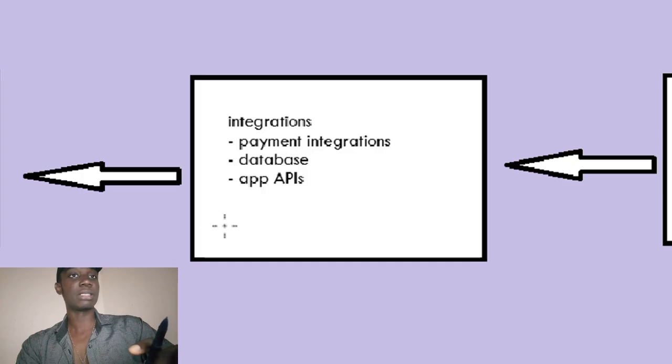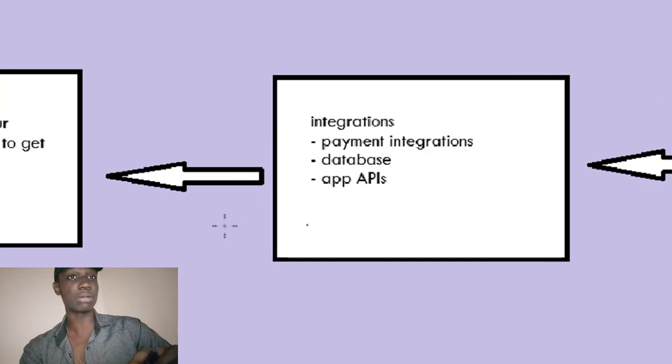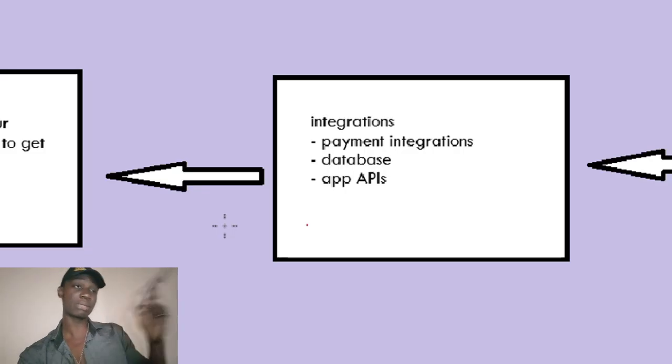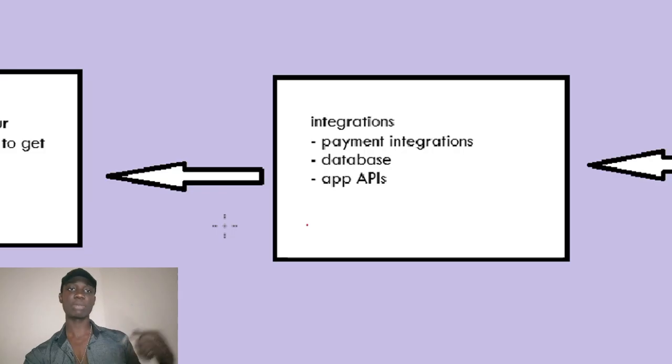Then we have the integrations. The integrations now are your payment integration, your database, your app APIs. Now, I've talked about database a bit in your back end. For me, if I'm setting up an app and I have to do payment integrations, I put that first because a lot of people want to integrate payment into their app.